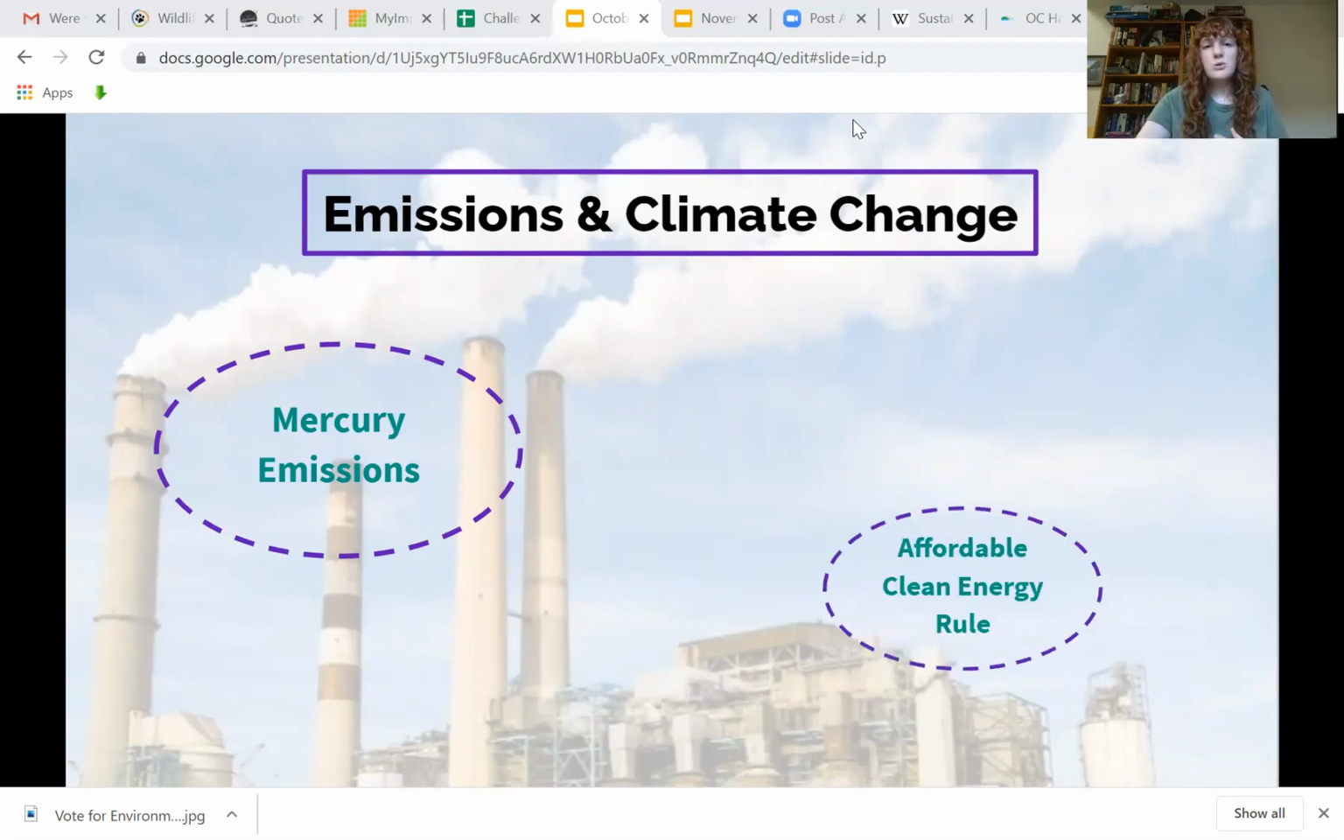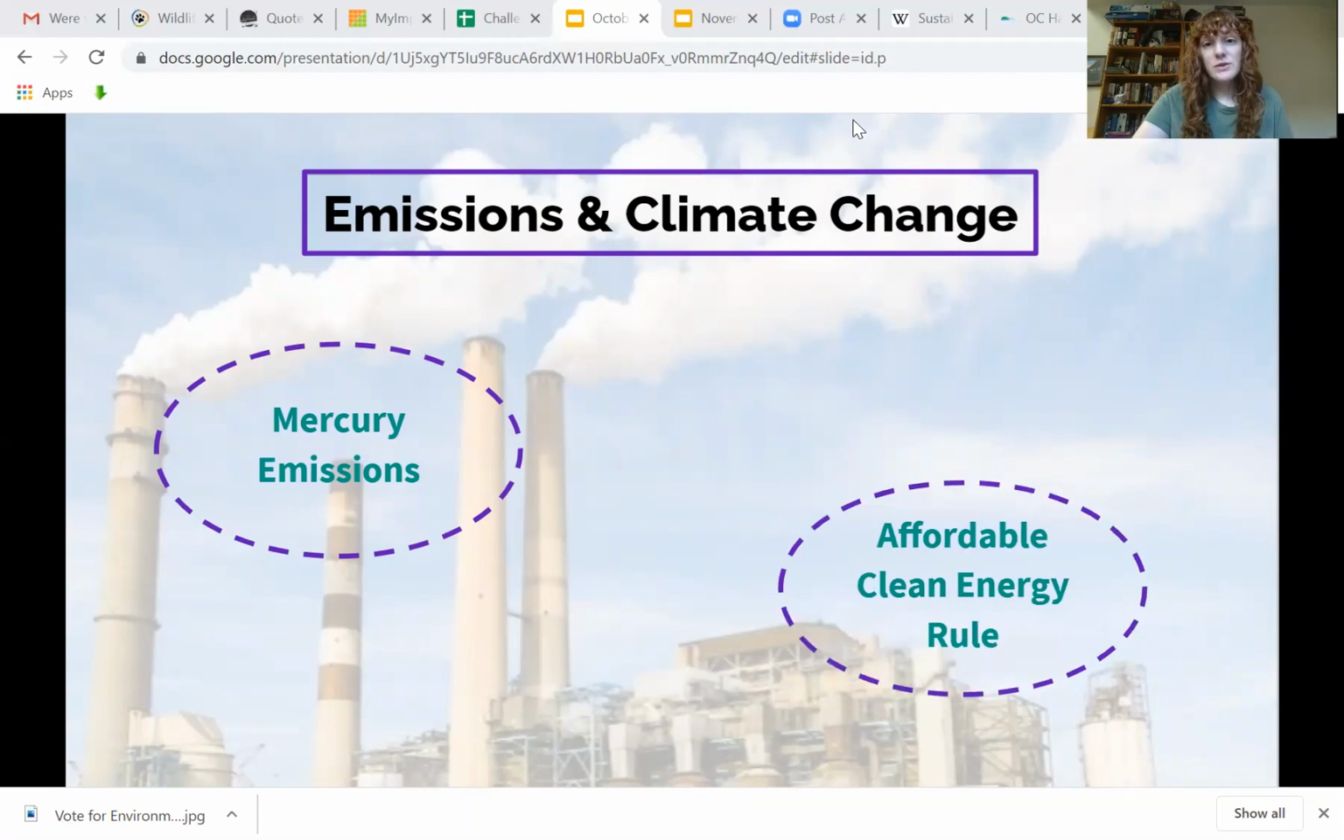In regards to climate change, the current administration has planned to withdraw from the Paris Climate Agreement. And they also replaced the Obama-era Clean Power Plan, which would have set strict national limits on carbon emissions from coal and gas-fired power plants.